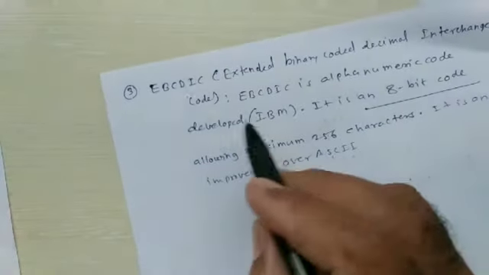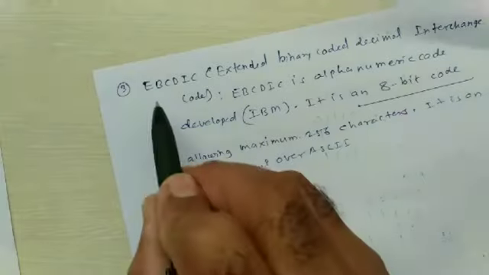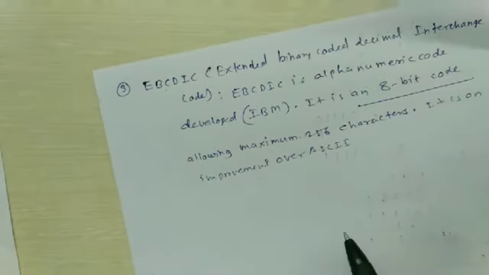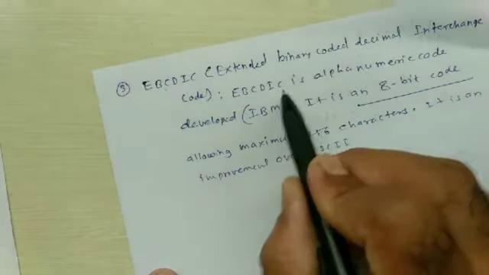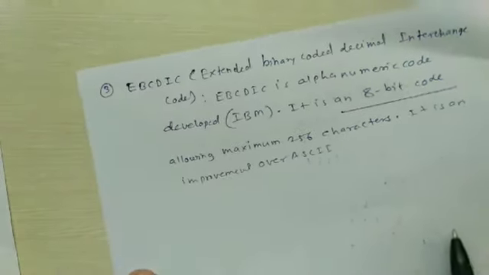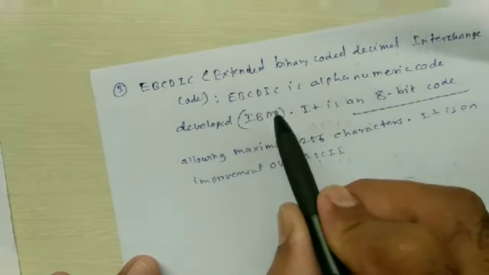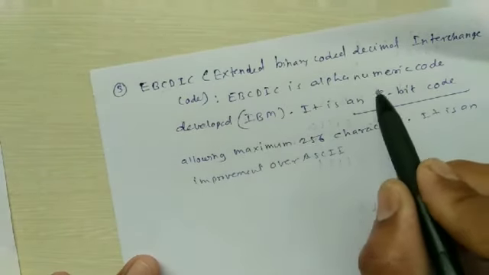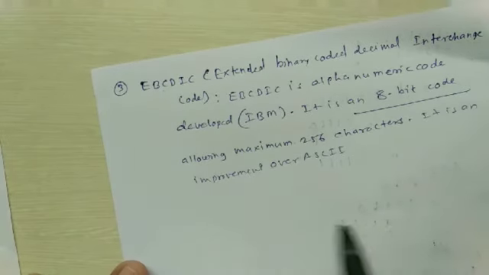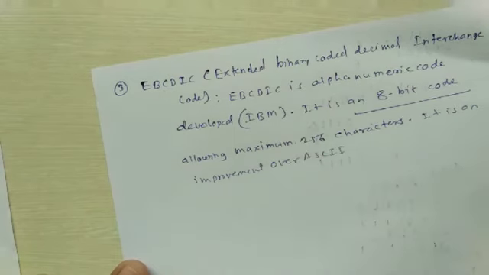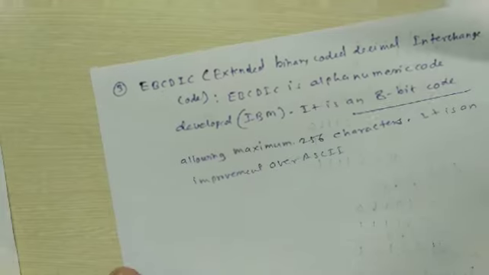Another code, the third code, is EBCDIC. EBCDIC, extended BCD interchange code, means extended binary coded decimal interchange code. This EBCDIC code is an alphanumeric code. It was developed by IBM and it is an 8-bit code.